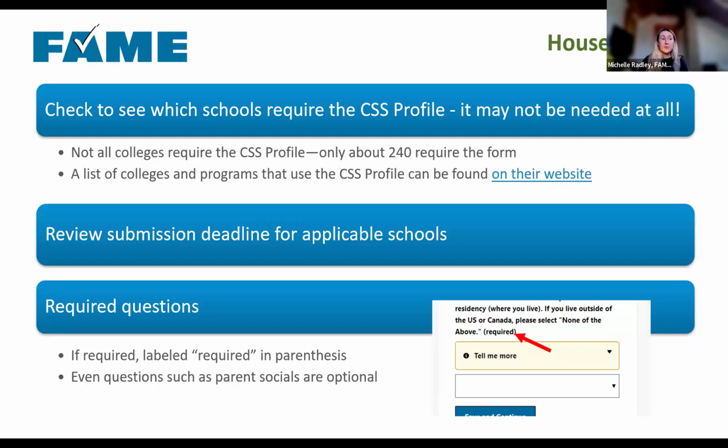Another piece that is pretty different is the required questions. The CSS doesn't operate under the assumption that all questions are required. They indicate which questions are required on the form. This can be indicated in a number of different ways, but typically you'll see in parentheses it says required. We have a screenshot of it right there on the slide. But even questions, as I alluded to, such as the parent Social Security numbers, are optional on the form.